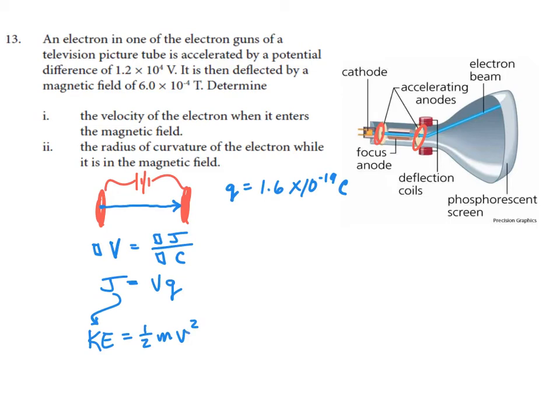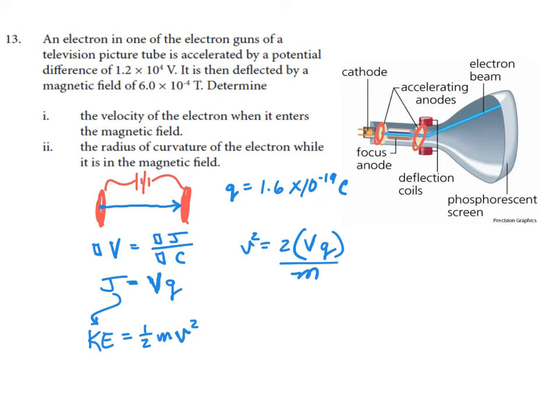Now be careful, because this V in this equation is for velocity, and the other V is for volts. All right, so that's how much energy the electron is going to have. Solving that for v, we're going to have 2 times V times Q divided by m, and that's velocity squared. All right, so we can figure out what that is.